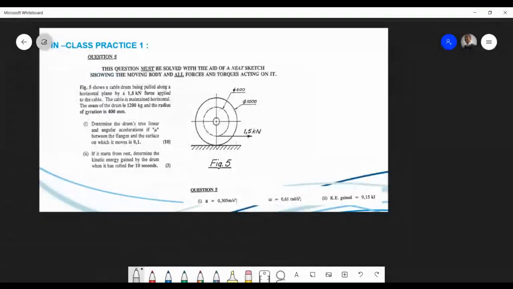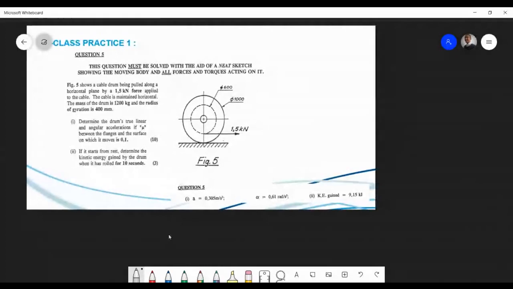Determine the drum's true linear and angular accelerations if mu between the flanges and the surface on which it moves is 0.1. If it starts from rest, determine the kinetic energy gained by the drum once it has rolled for 10 seconds. So you can see it's essentially the same kind of setup as all the previous problems.